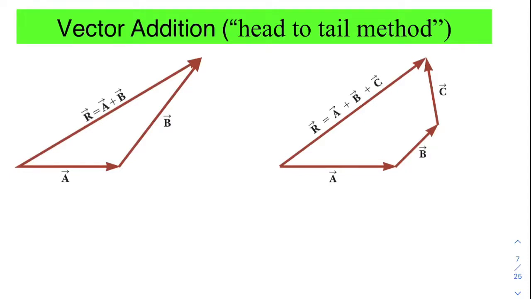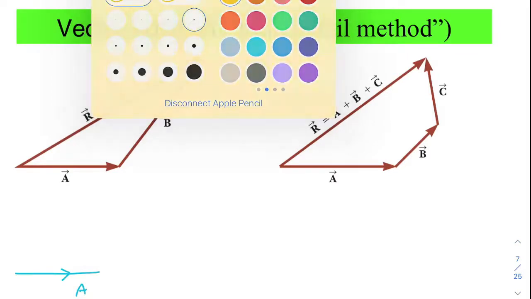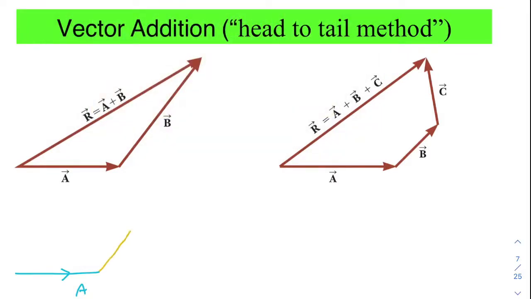Firstly, you draw A. This is your vector A. And then secondly, you draw your B. This is a second vector. Which to draw first? Okay, according to this.